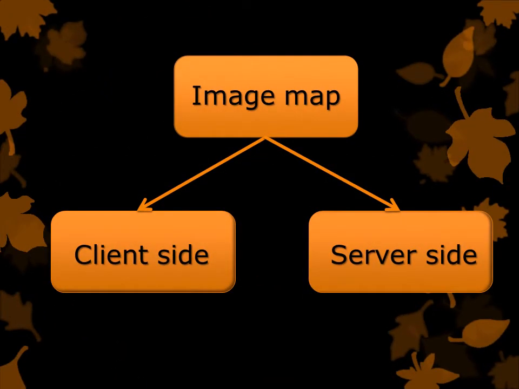There are two types of image mapping. First one is client side and second is server side. With the help of the usemap keyword we can create client side image mapping, and with the help of ismap we can create server side image mapping. But in this chapter we will discuss client side image mapping.